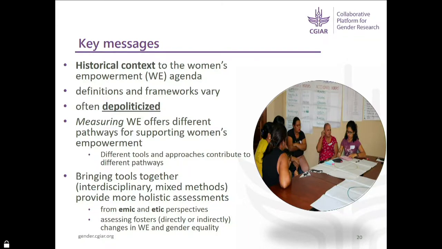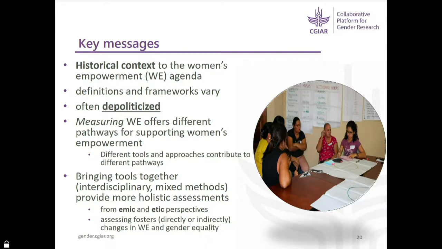So in the chapter, we briefly start by looking at the historical and political context to the women's empowerment agenda, and then we spend quite a bit of time going through how women's empowerment is conceptualized, and looking at the various ways that it's been defined in the literature. It's a complex concept, and Rhiannon put a definition up at the beginning, and we use that as a starting point, but also recognize that there are other frameworks and definitions being used.